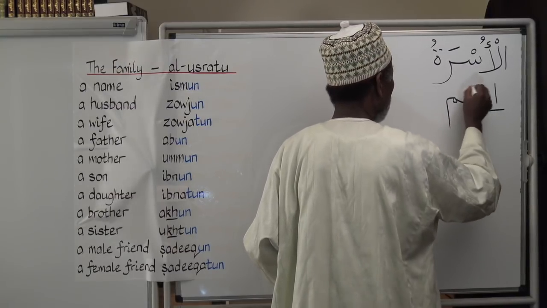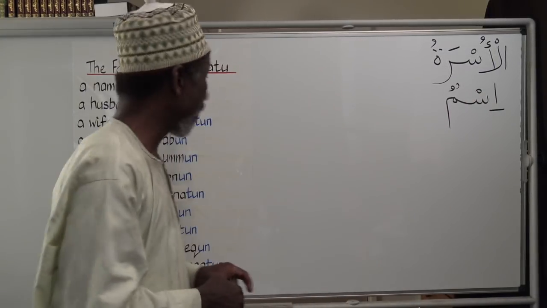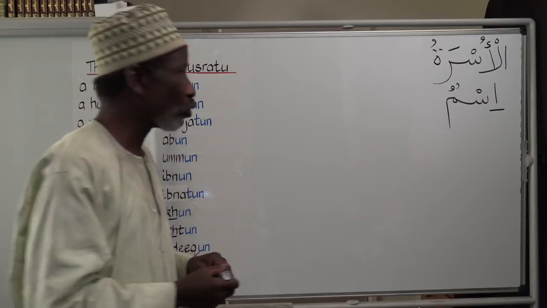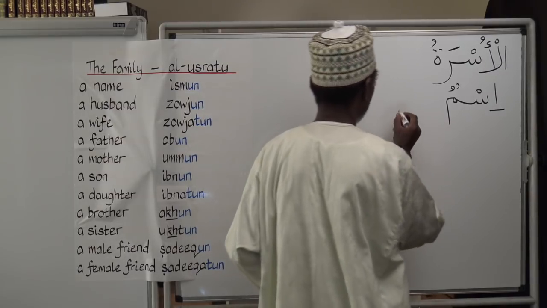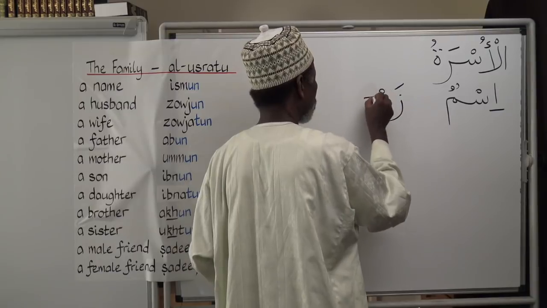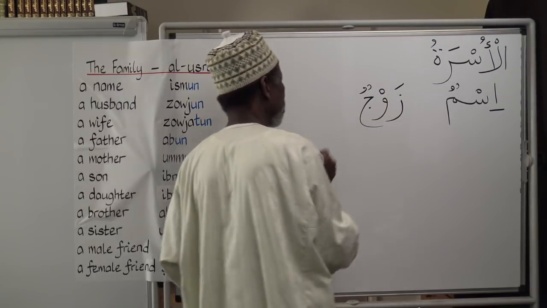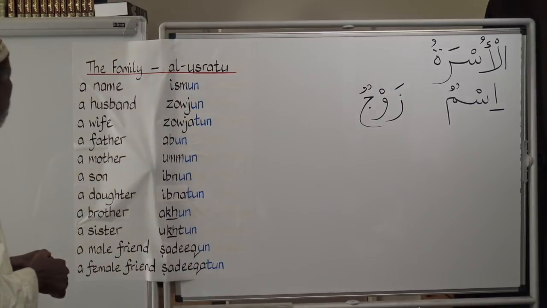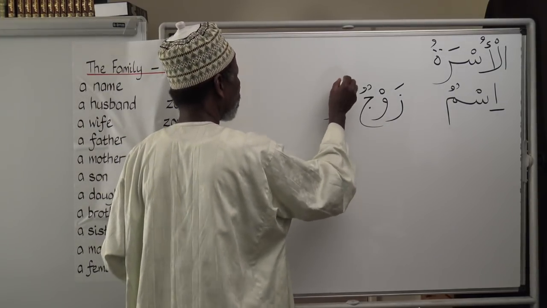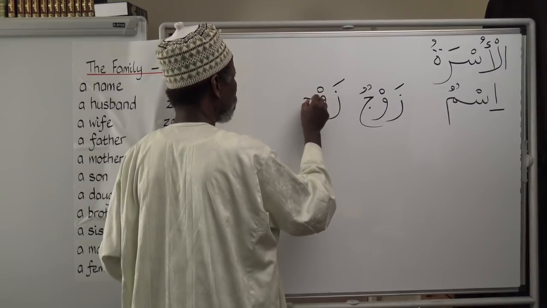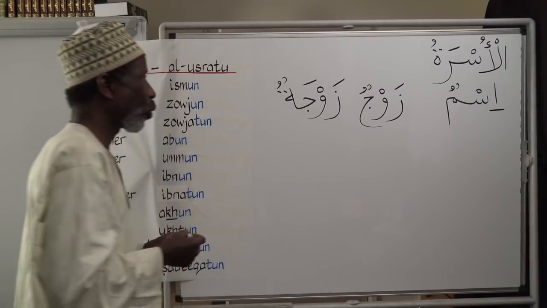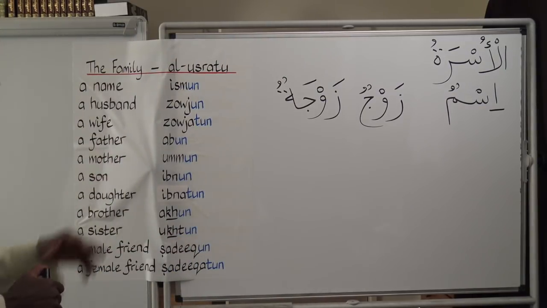Ismun. A name. A husband. Zawjun. Let's write it here. Zawjun. A husband. Next, a wife. Zawjatun. A wife. A father.